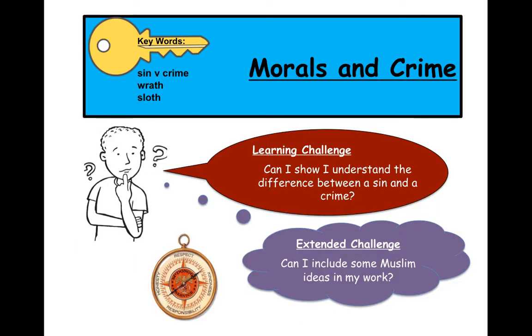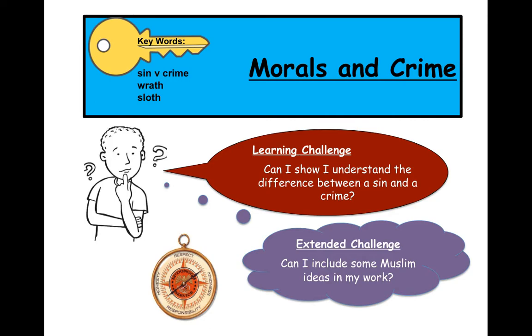Well, today we're looking at morals and crime, and we'll be linking those ideas back with this in next week's lesson, actually, when we look at types of punishment. But today, here's your date, title and learning challenge. You're going to be hopefully being able to show you understand the difference between a sin and a crime. And if you are level 7 to 9, hopefully you'll be able to include some Muslim ideas in your work as well. For this lesson you will need the textbook and the two printouts from the BLE frog page, or from the page you got the video from.